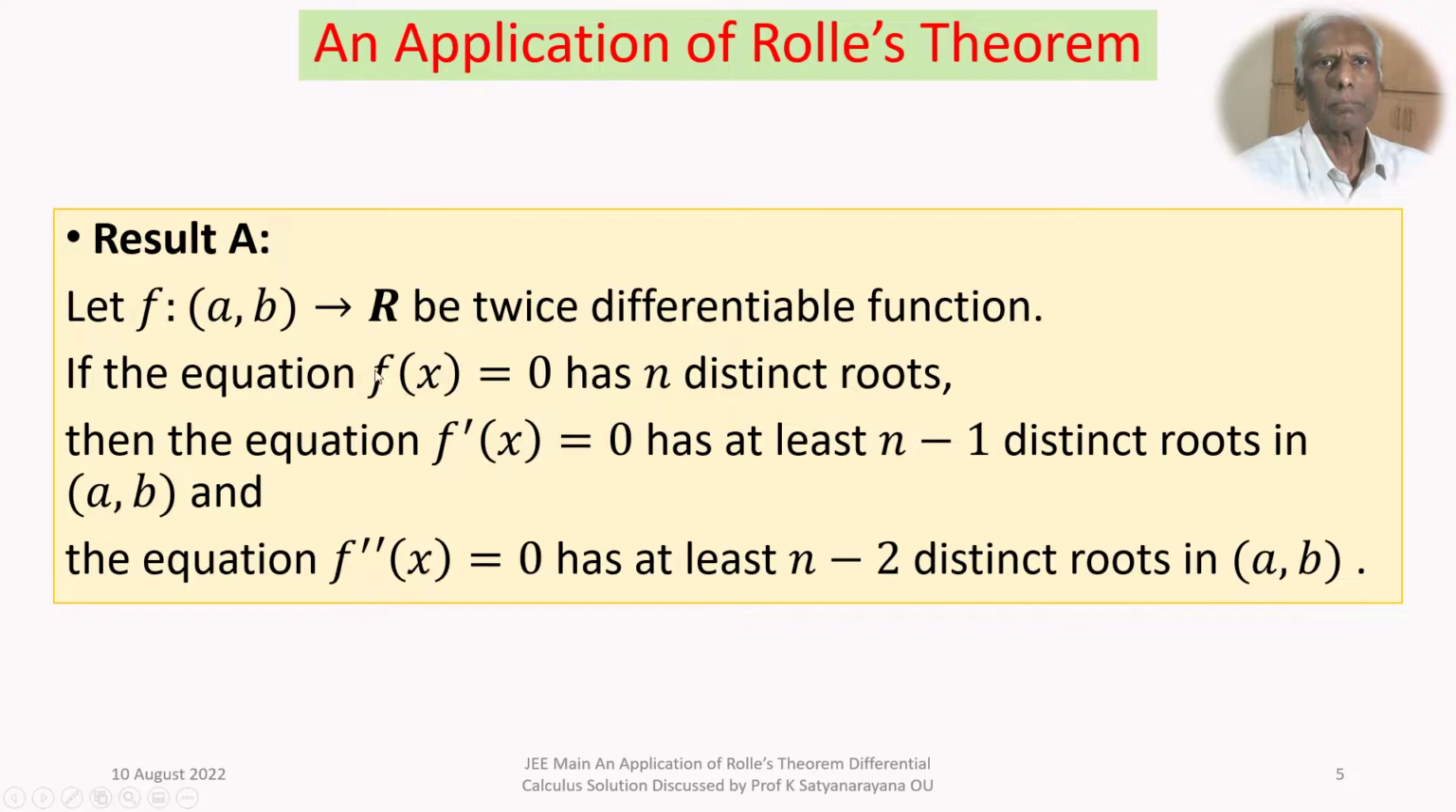So f is a real valued function defined on the open interval (a, b), and it is a twice differentiable function, and it is given that the equation f(x) = 0 has n distinct roots. Then we have to prove the equation f'(x) = 0 has at least n minus 1 distinct roots in the interval (a, b), and the equation f''(x) = 0 has at least n minus 2 distinct roots in the interval (a, b).